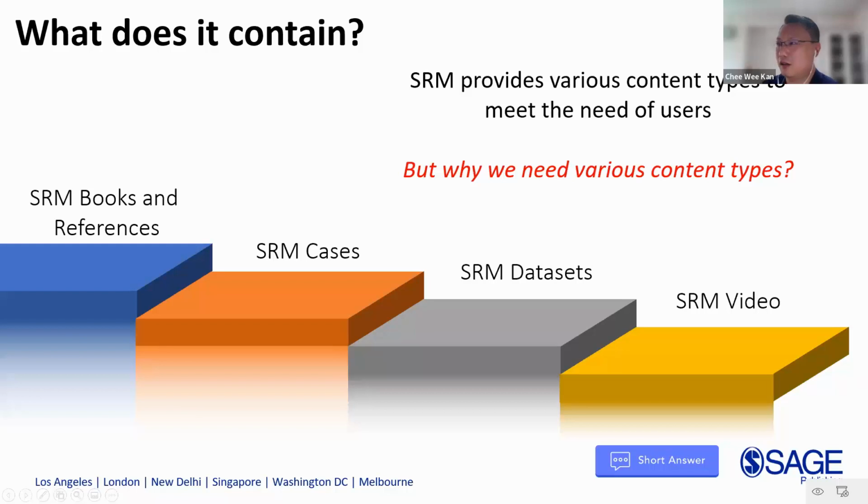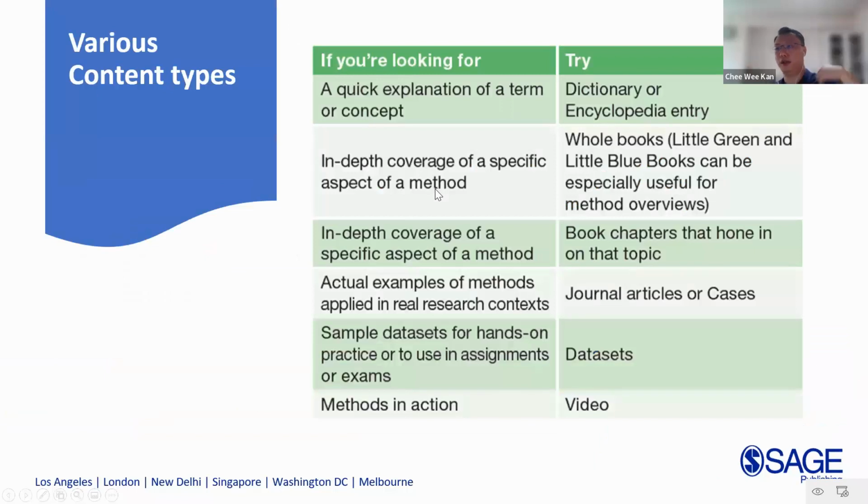Okay, so why do you all think that we need various content types? Very simple. We need various content types because we have to meet the needs of all the learning styles of the students or the researchers. So if you look at the slide here, the books and references help the student or user who needs an explanation of a concept or even in-depth coverage.